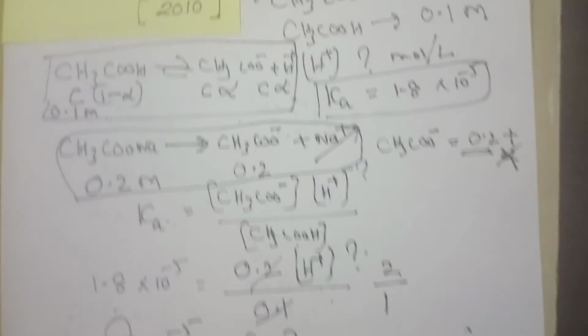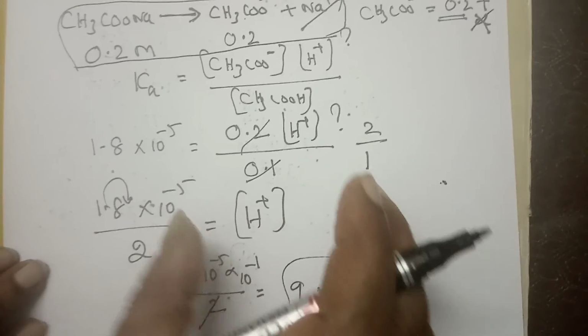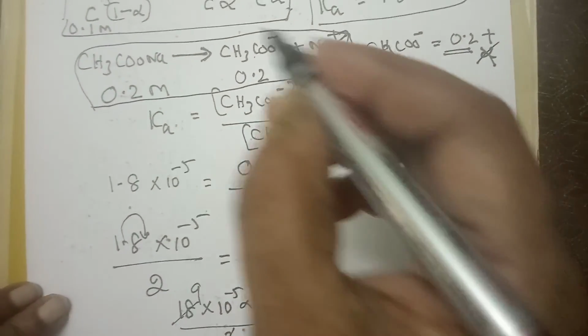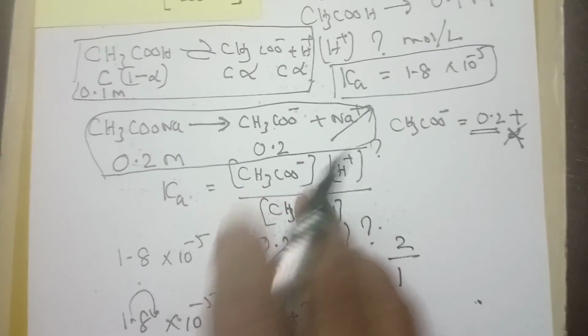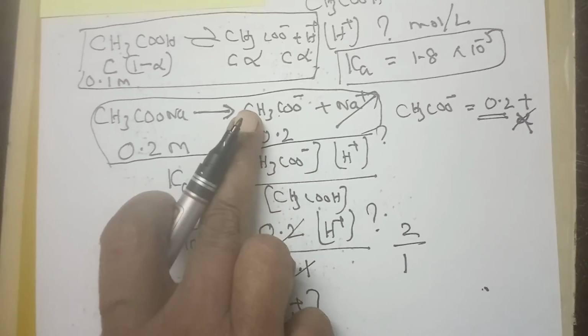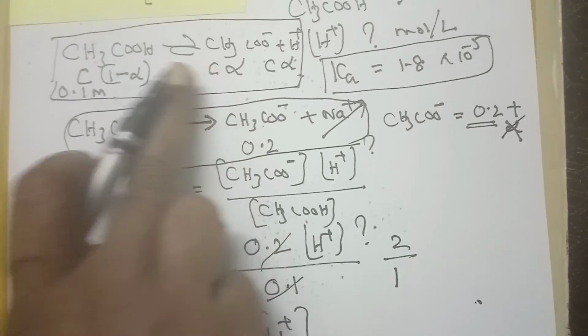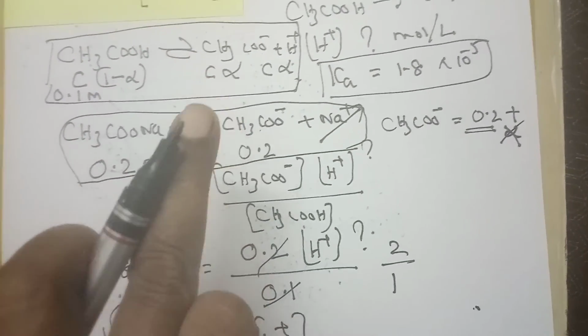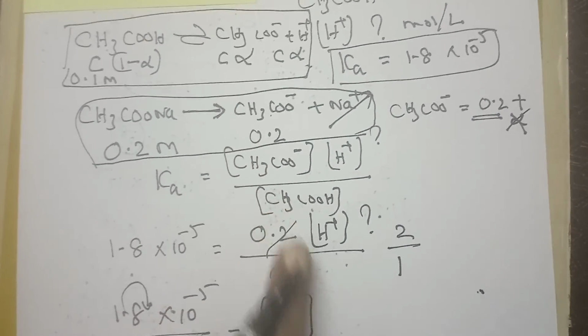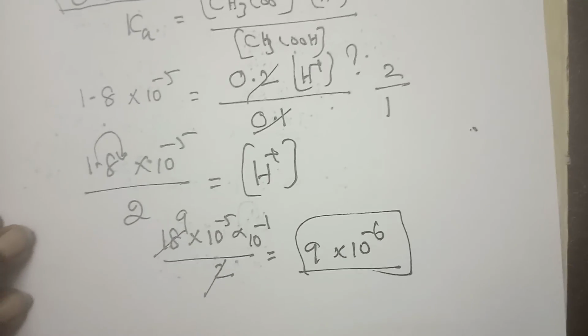So in this sum, the knowledge is that for this equation, the concentration of acetate ion comes only from the sodium acetate, not from the weak electrolyte, because that contribution is negligible. With that knowledge, we have to finish this sum. Thank you, children.